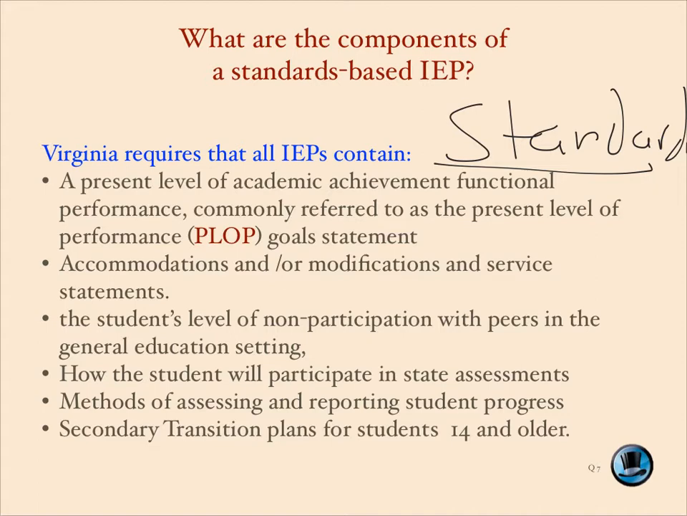So what does it have to contain? Virginia requires that there's a PLOP statement, and that statement is called the present level of academic achievement. That present level of performance is generally what we call it. It is, what can this kid do right now? And again, that goes back to that strength based. We're not going to sit there and give me a list of things the kid can't do. I mean, you don't want a list of things you can't do. No one does. It's kind of depressing. But what we do want is, here's what the child can do.